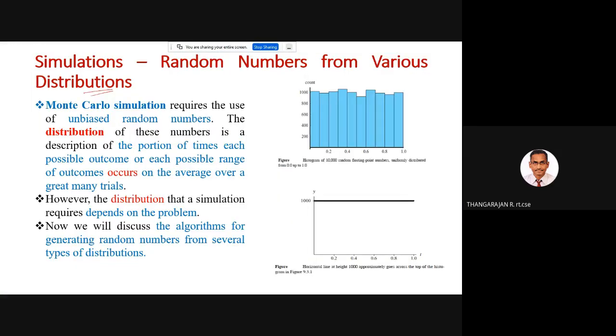The best example, the first one, is uniform distribution. That means you generate random numbers from 0 to 1. You divide that 0 to 1 into 10 bins, each of size 0.1, so the width of each is 0.1. Then generate random numbers, and if each bin contains almost the same number of random numbers, not exactly equal but almost the same, then such random numbers are called uniform distribution.